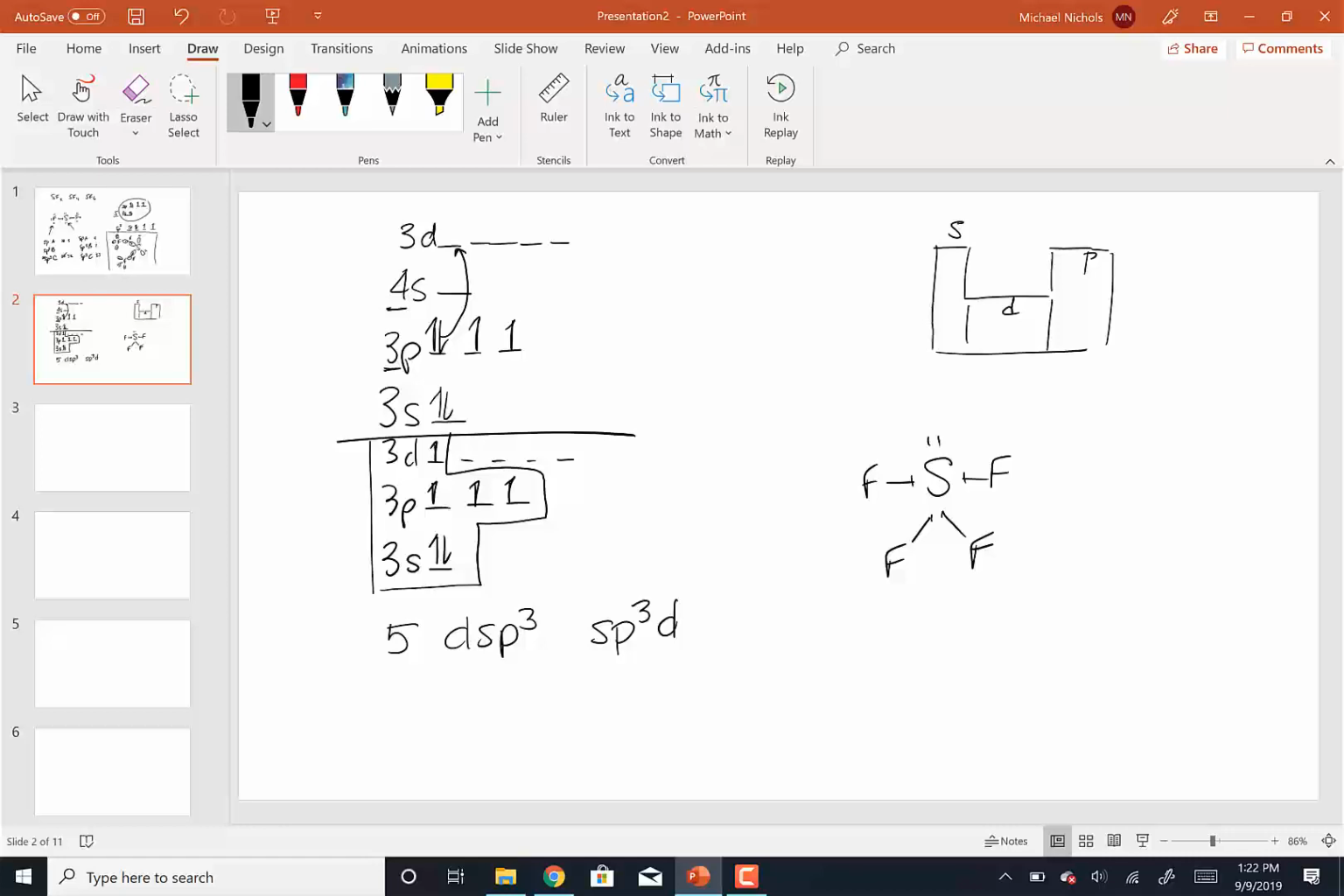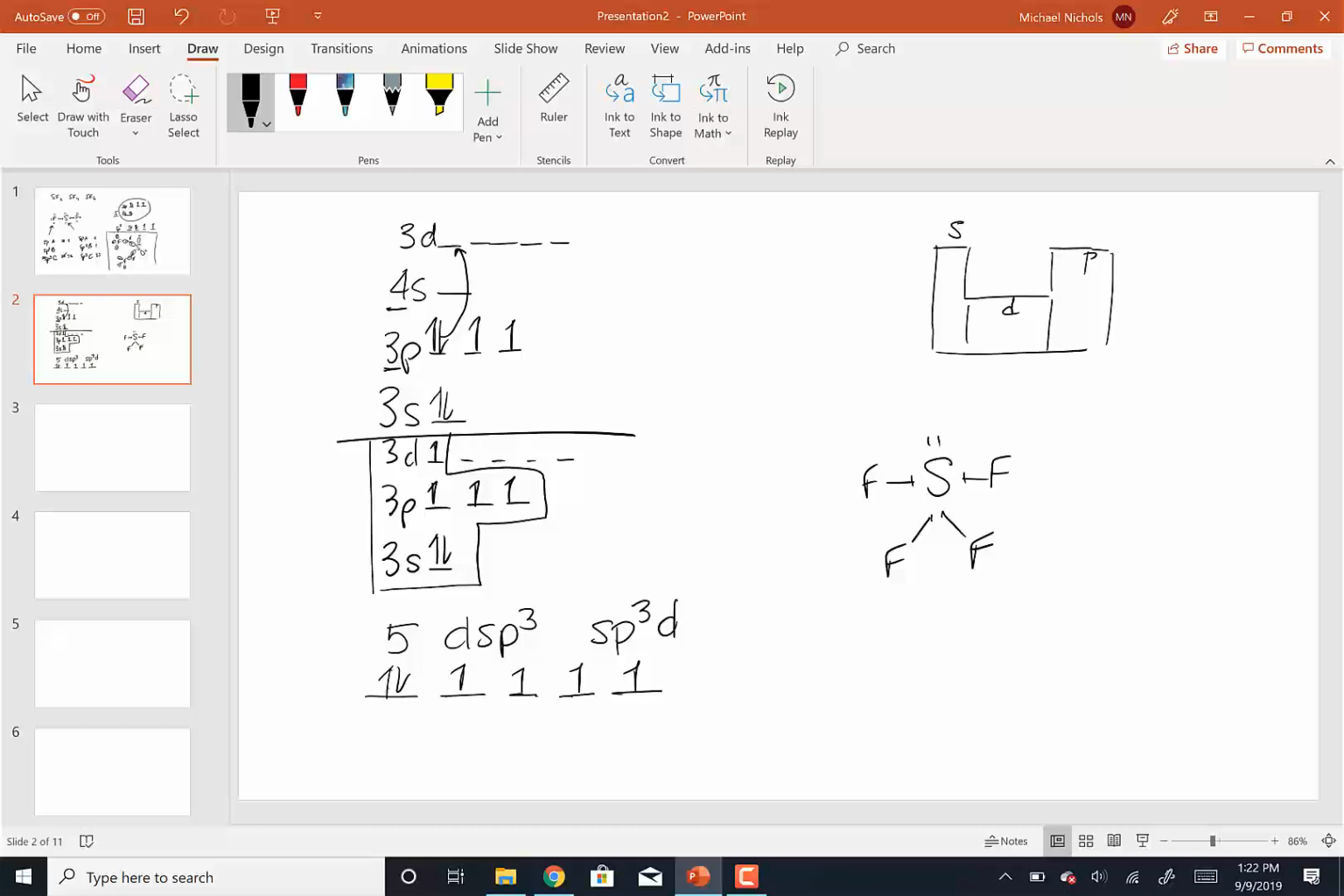It means I have 5 hybrid orbitals. What goes into those 5 hybrid orbitals for sulfur? A pair, and then 1 unpaired. Okay, so form the orbitals first, then put the electrons in it, depending on the atom.